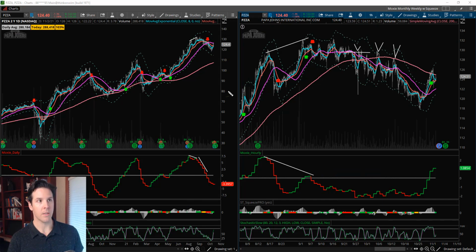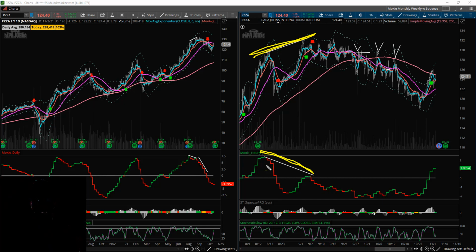The other thing is about divergences. You can see through here that we've made new highs, but look, the Moxie indicator was significantly lower. What that's trying to tell you is, why did price go higher, but why is the Moxie indicator so much lower? The price went higher, but it did it on less energy. And that's what that negative divergence tries to show you.